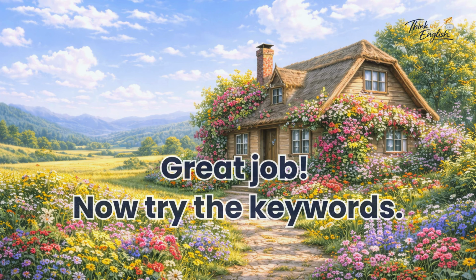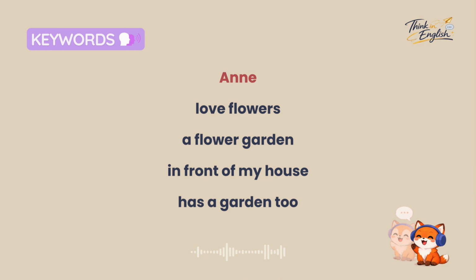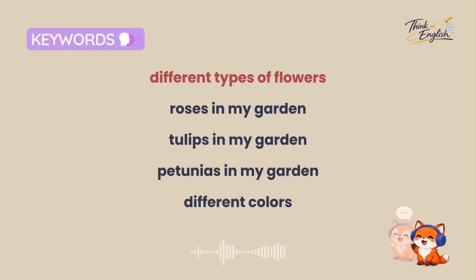Look at the keywords. Speak with the audio. My name is Anne. I love flowers. I have a flower garden. My garden is in front of my house. My neighbor has a garden too. My garden has different types of flowers. I have roses in my garden. I have tulips in my garden. I have petunias in my garden. My garden has different colors.